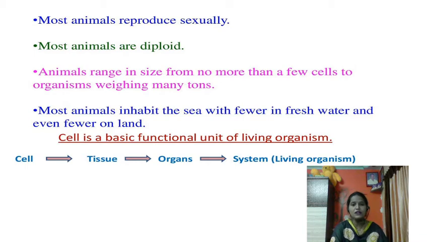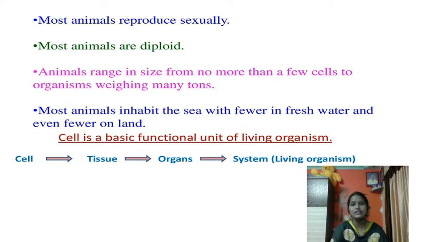Most of the animals reproduce sexually by means of differentiated haploid cells. These differentiated haploid cells mean eggs and sperms. Eggs are female gametes and sperms are male gametes. Most of the animals are diploid. It means that the cells of the adult contain two copies of the genetic material.